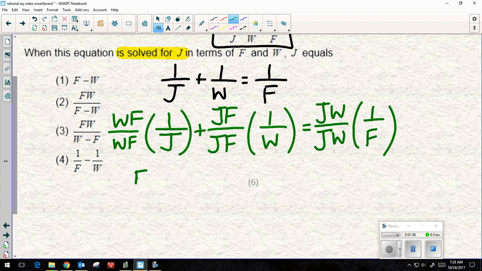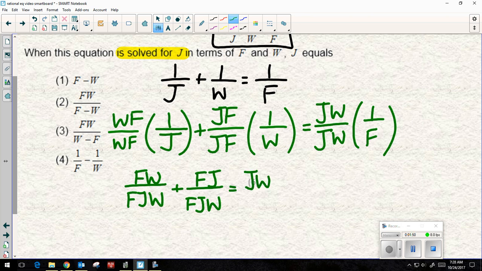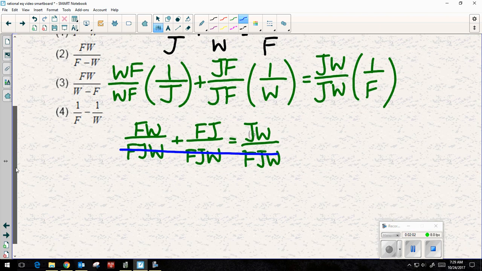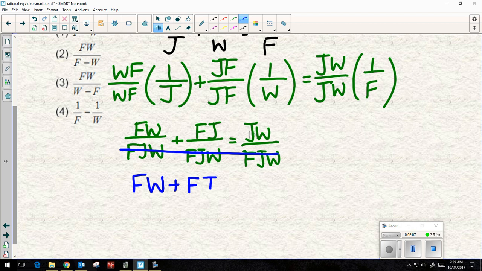So I have FW over FJW plus FJ over FJW equals JW over FJW. Now, my denominators all match. They are all the same, so I can cross them off. Once I get rid of my denominators, I'm left with FW plus FJ equals JW.